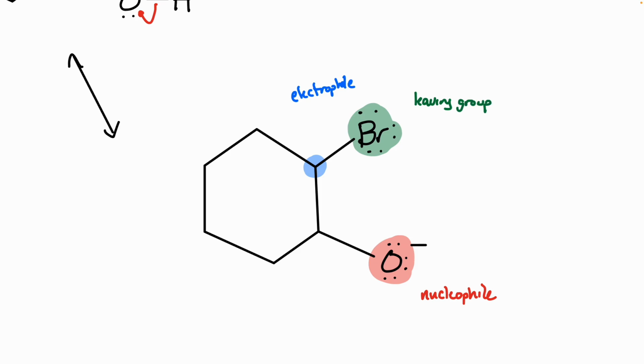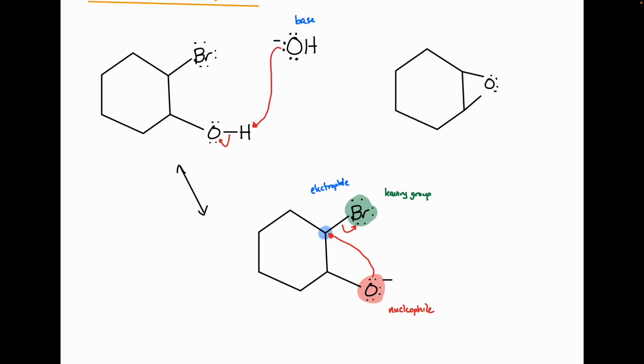All right, and what do nucleophiles do to electrophiles? Attack. So we're going to have that nucleophilic attack and that leaving group leave all in the same molecule, creating our epoxide.